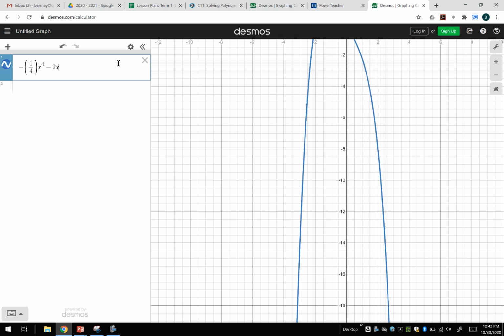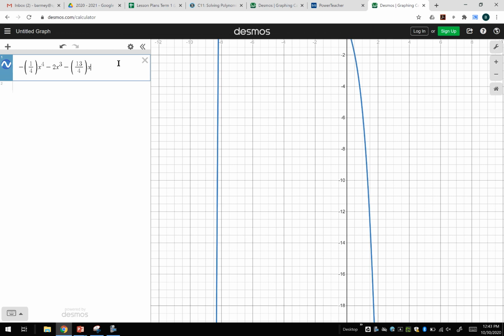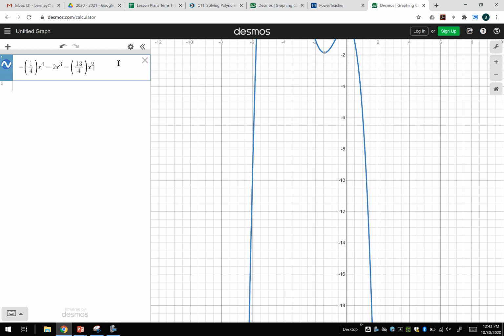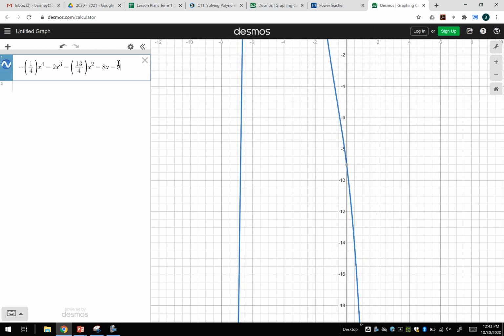And then negative 2x cubed minus open parentheses 13 divided by 4 x raised to the 2nd minus 8x minus 9. Let's take a minute, make sure we can all get that graphed in Desmos.